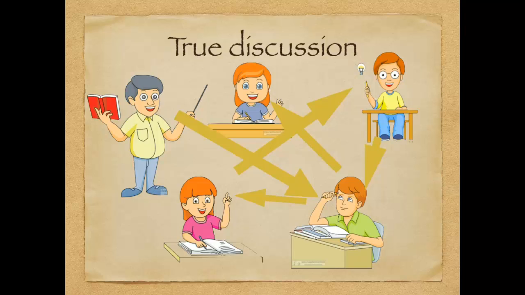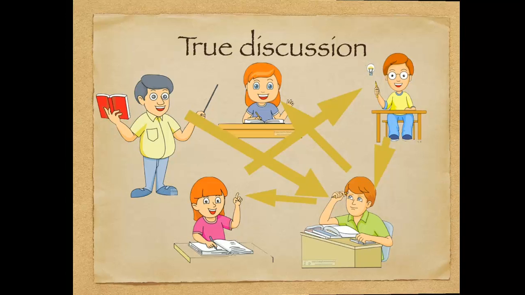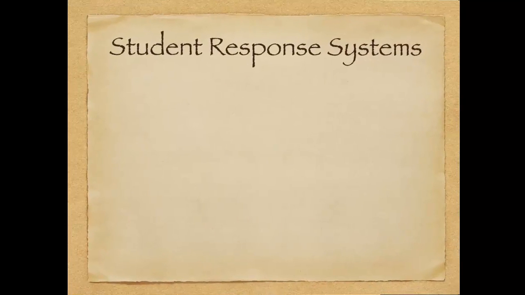And again, it might be that the one question the student answers is the only one he knows. You need to find ways to check understanding for all students. And so one way that has come about with this is student response systems.